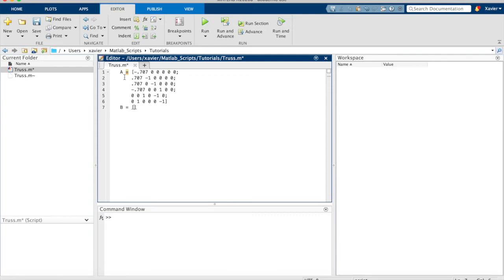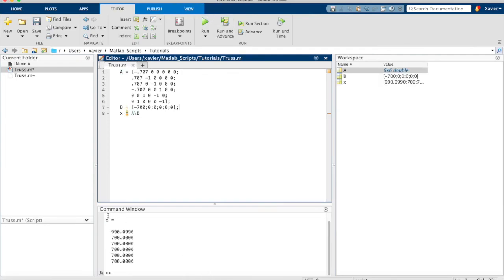Then we're going to enter B the same way, okay? We're going to make another variable, we're going to call it B, and then you're going to input the values for your column vector B, all right? And then we're going to make another variable, and we're going to call it X, and then we're going to write X is equal to, and then your variable A, and then your \, and then B, and then you're going to hit run, and then that's going to give you your values, okay?